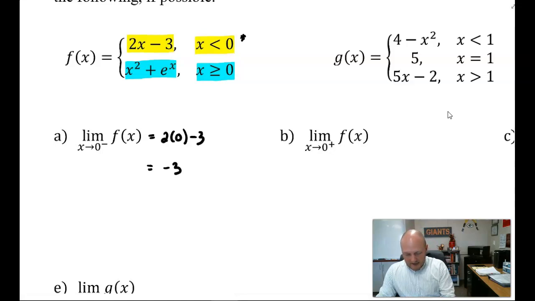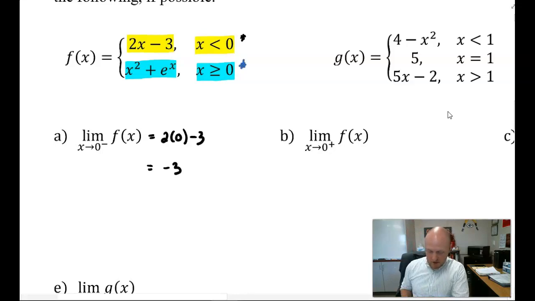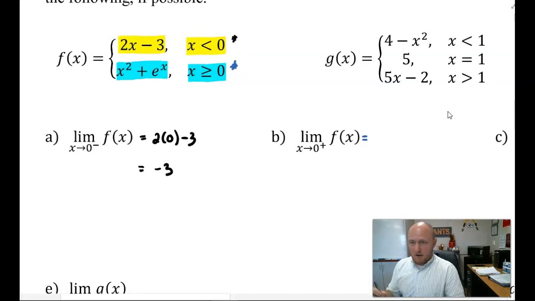Okay, now they ask, what is the limit of f of x as x approaches 0 from the right? From the right of 0. So I'm going to use the bottom function, x squared plus e to the x. And again, this is a one-sided limit, so I know it's continuous. It's going to approach that value. So I can go ahead and plug this in. So 0 squared plus e to the power of 0. This gives us just 1, right? 0 squared, 0. Anything to the power of 0 is 1.